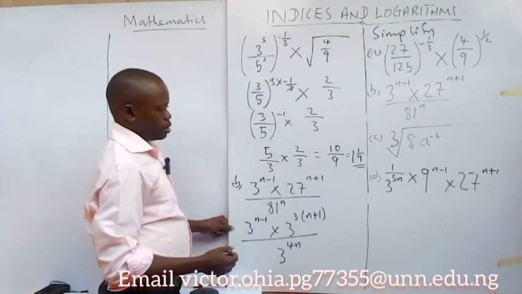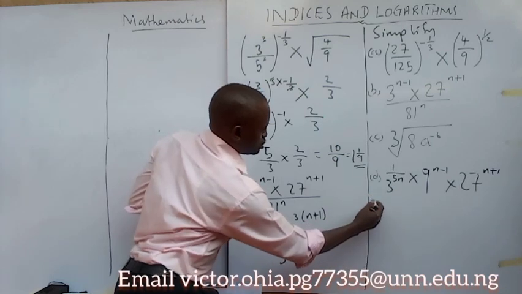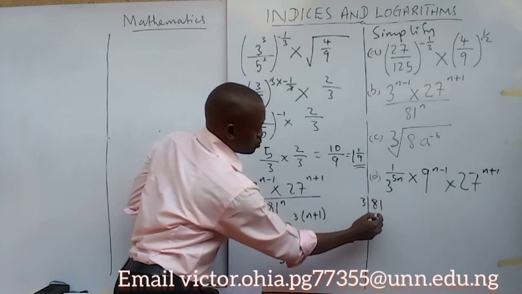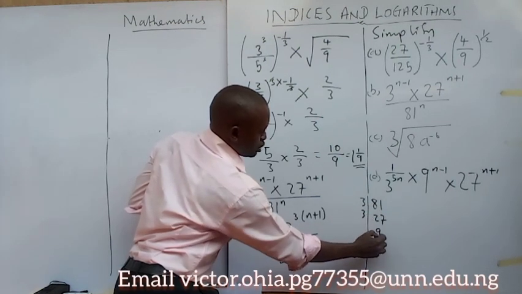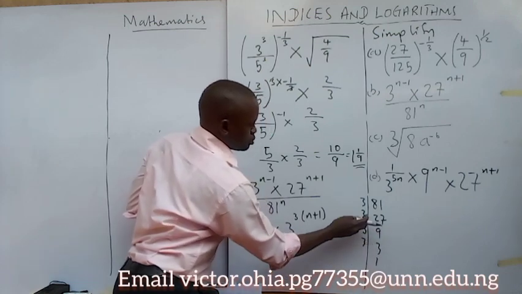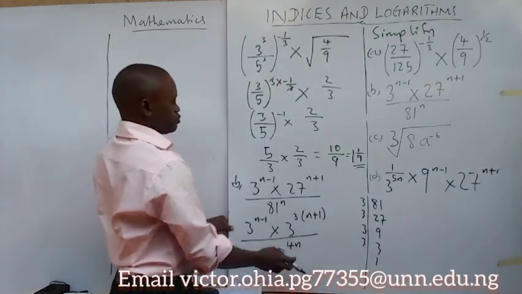Do you get? If you want to check how to break that down and get what you're looking for, write 81. The only thing that can divide it is 3. 3 into 81 will give you 27. 3 into 27 will give you 9. 3 into 9 will give you 3. 3 into 3 will give you 1. So how many of them do we have? 1, 2, 3, 4. So that's 3 raised to the power 4.